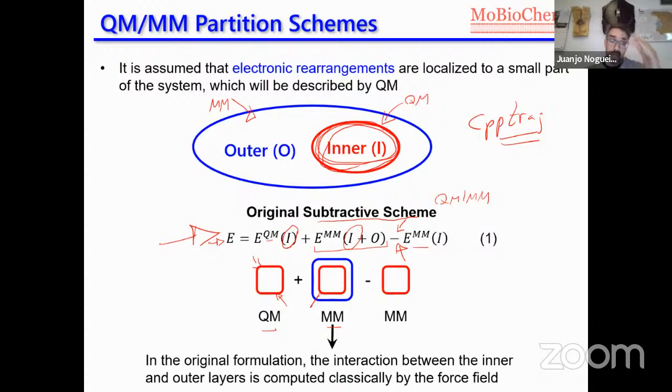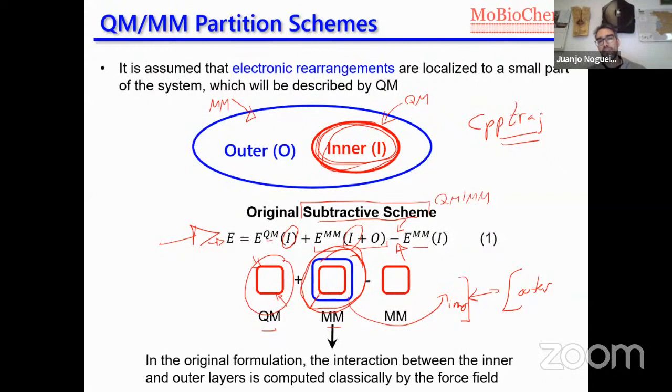In the original formulation of QM/MM, in this original subtractive scheme, here we have the energy of the full system. The interaction between the inner region and the outer region is computed classically with the force field, because we are computing the full system with the force field. So this was the first approximation that people developed. Only the intramolecular part of the inner region is computed quantum mechanically. The interaction between both layers is described by the force field in this first approximation.